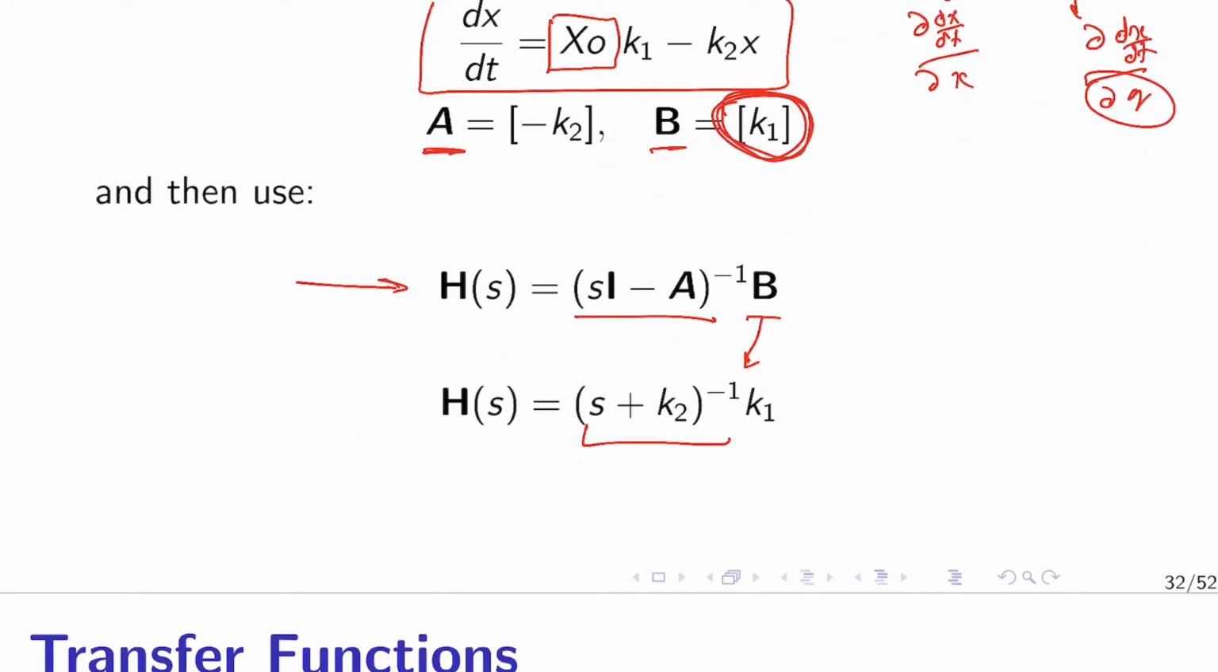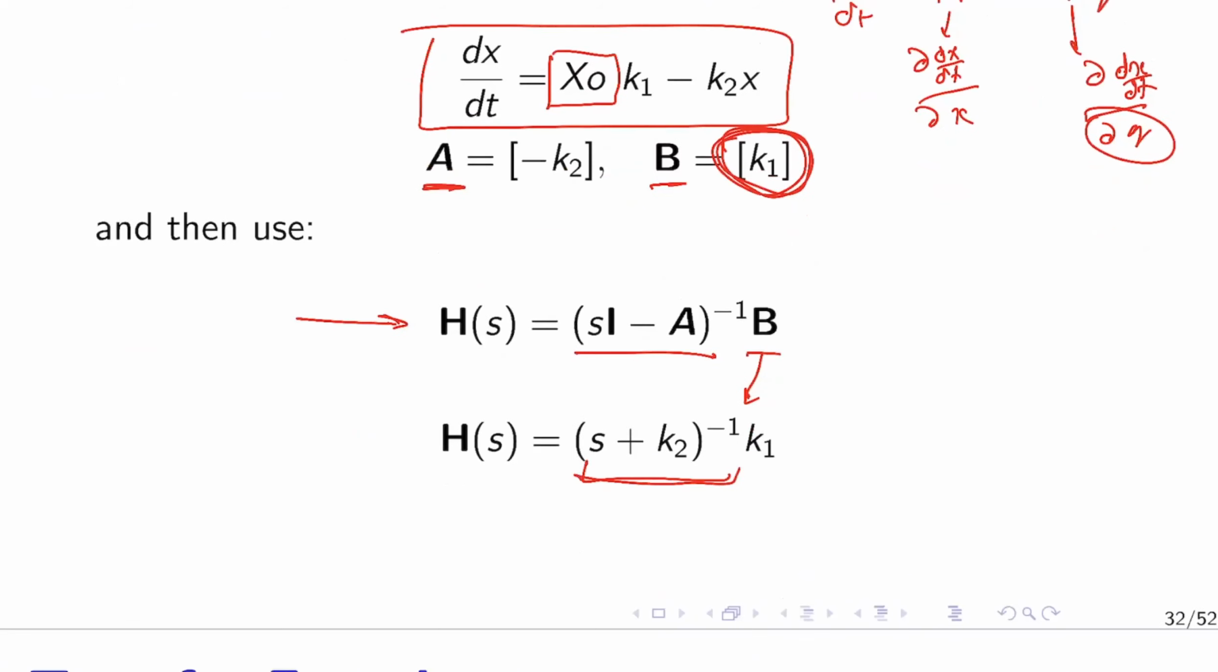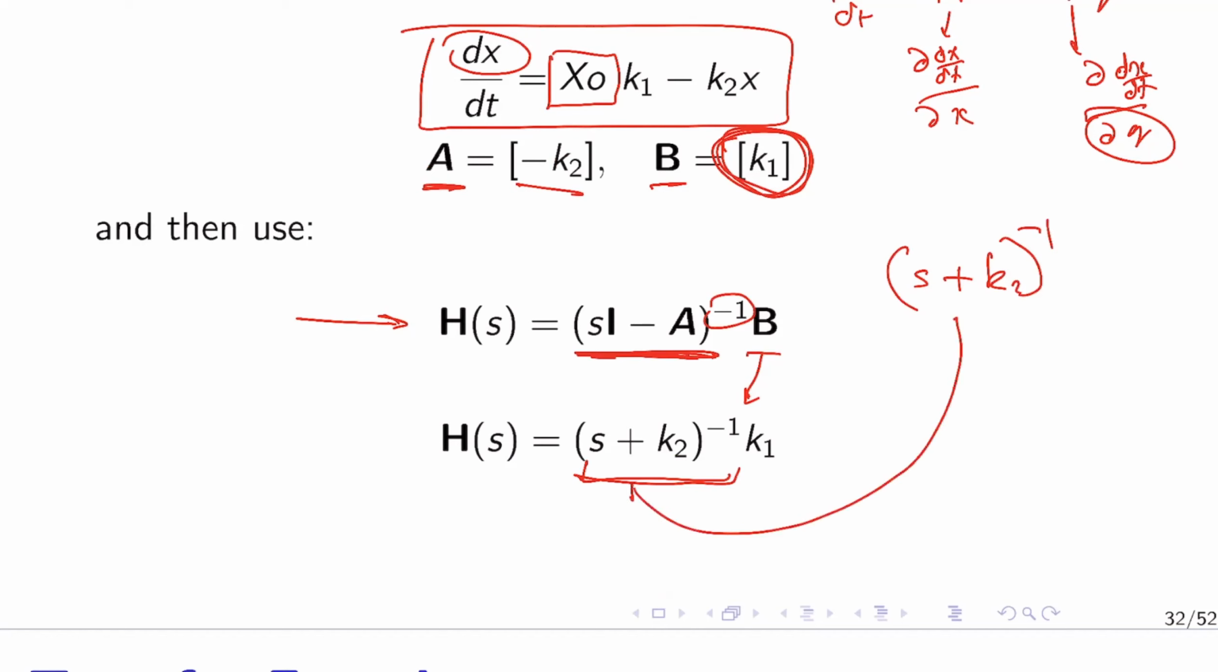Maybe I should show you that where that is in fact the case. So if I want to evaluate this, it's s times I. Now there's only one state variable, so I is 1. Minus a is minus k2, so it's basically plus k2 to the inverse. And that's what I get there. So that's where that came from.